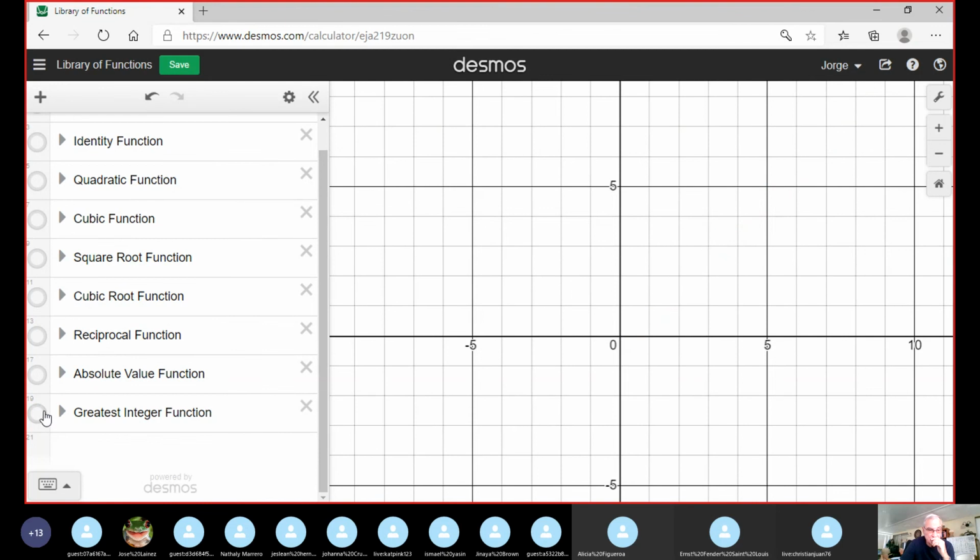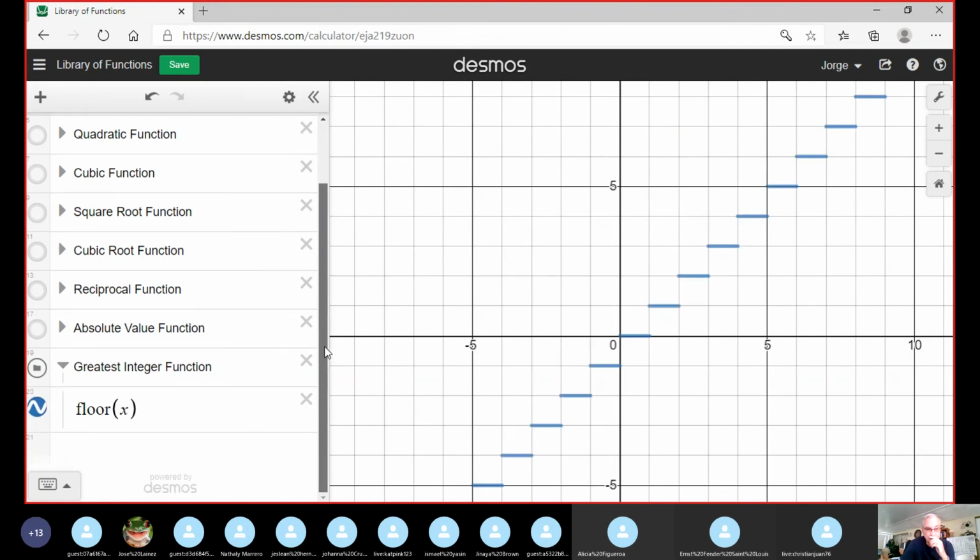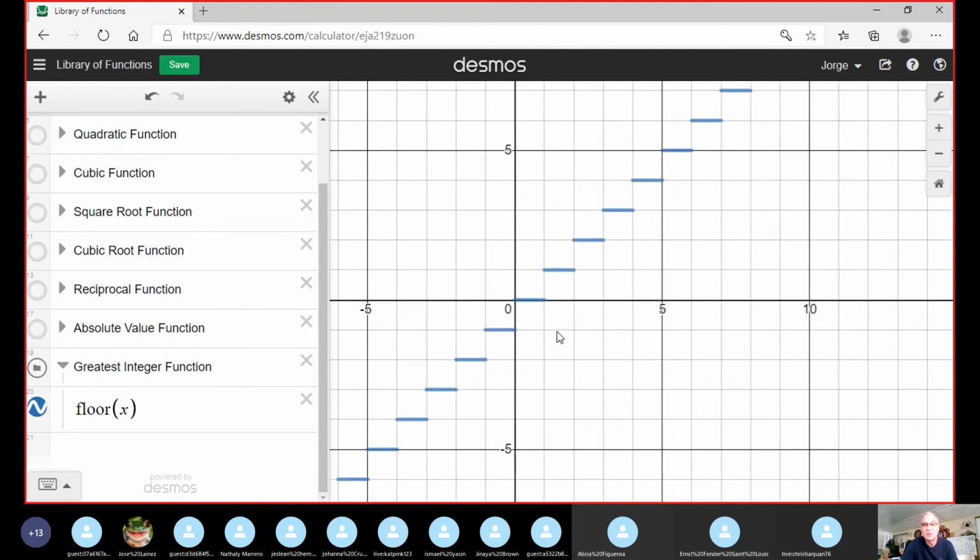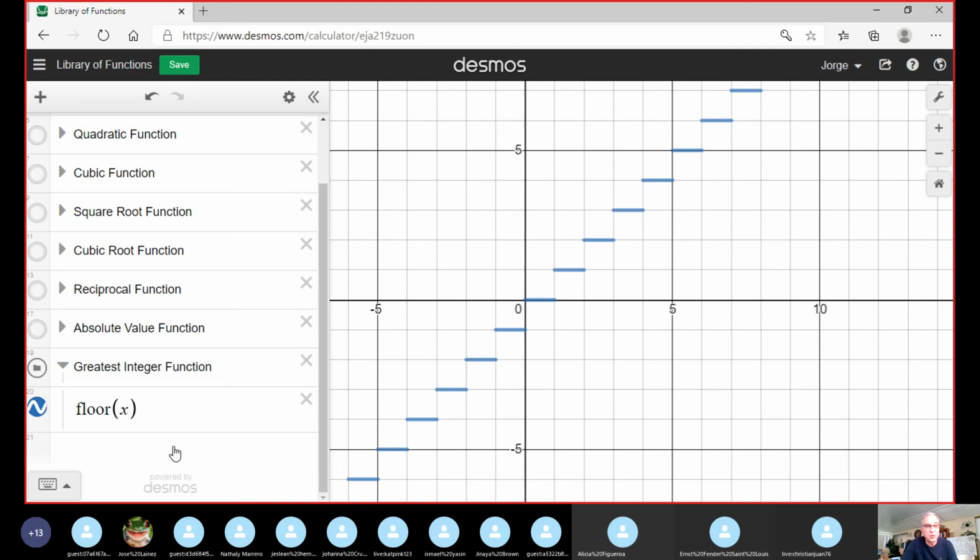It's the greatest integer function. Let me show you the symbolic way. There are many symbols. It looks like stairs. Look at that. I need to understand floor. The name is floor. Let me go to the board to explain the idea for the greatest integer function.